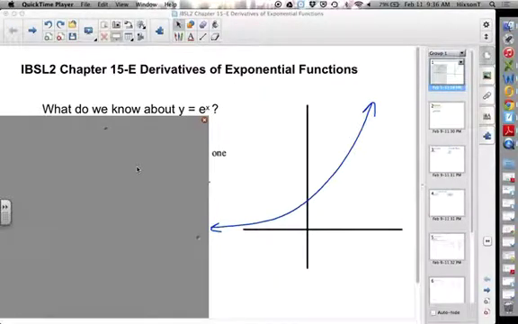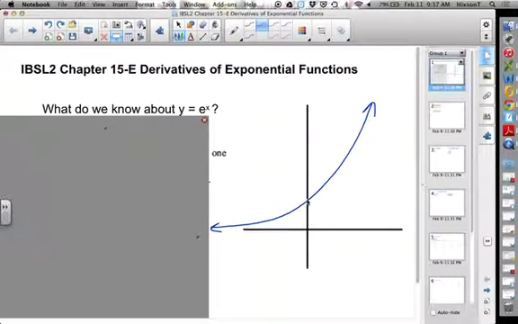All right. So we know y equals e to the x is going up like this. Domain is all real numbers. The range is y is greater than 0. What's the y-intercept? The value of e? No, that's actually when x is 1, it's at the value of e. So this is just 1. When x is 0, e to the 0 is 1.